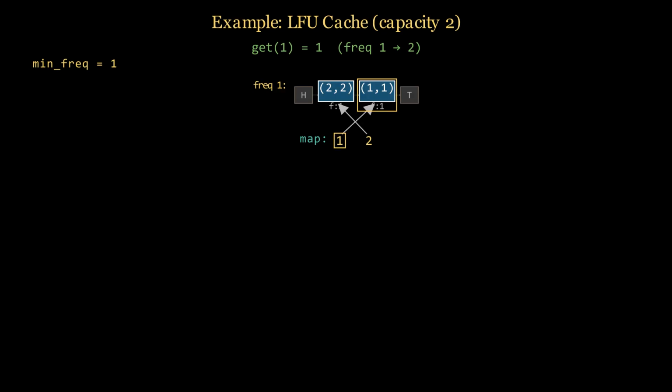Get 1. We look up key 1 in the map and find the node. We return the value 1 and increment its frequency. We remove the node from the frequency 1 bucket and add it to the frequency 2 bucket. Now key 1 has frequency 2, key 2 still has frequency 1. Min_frequency stays 1.